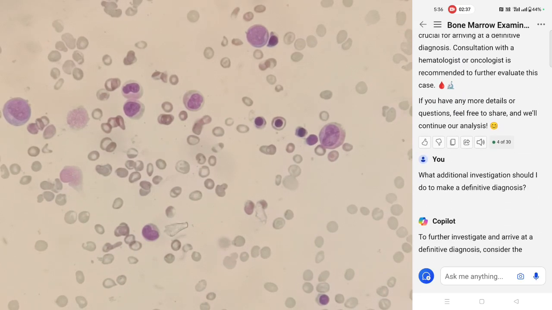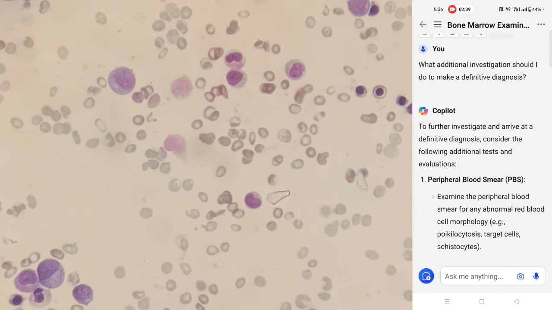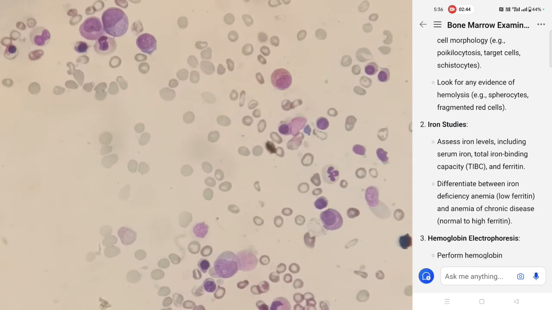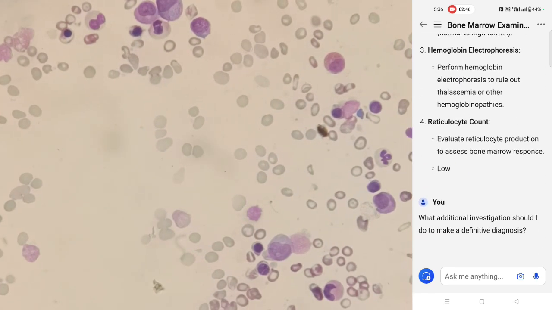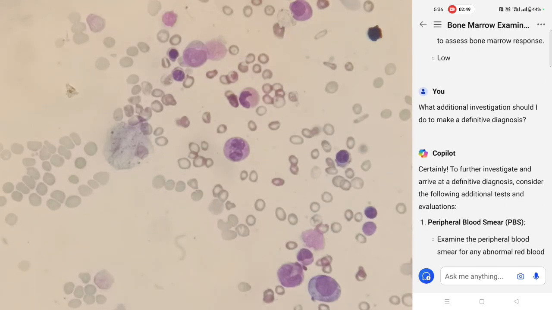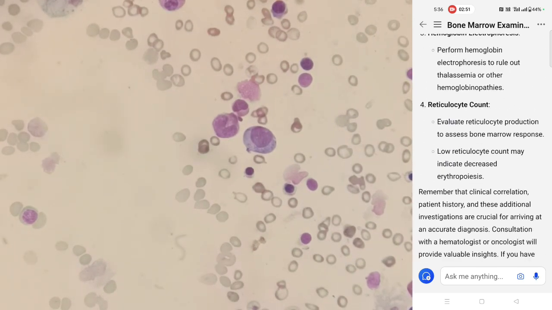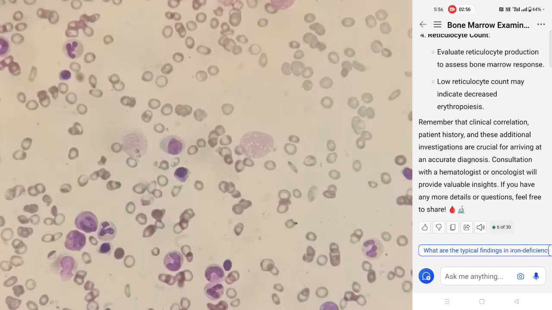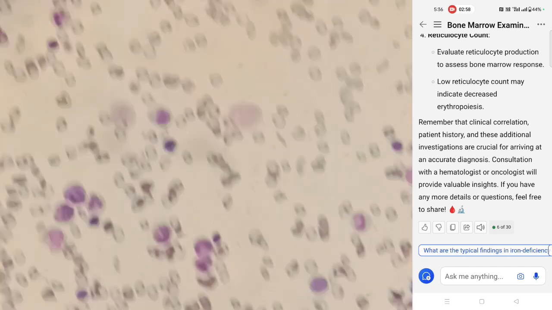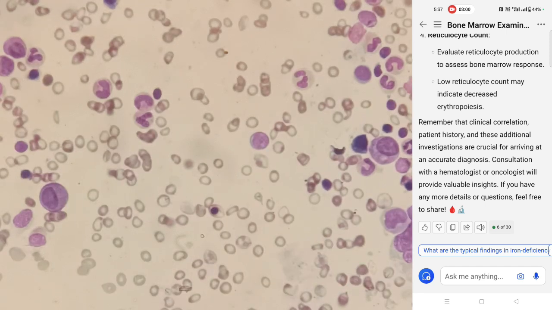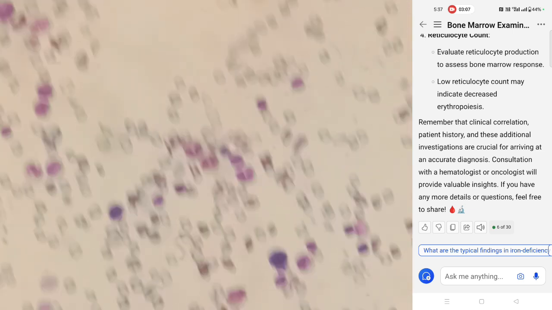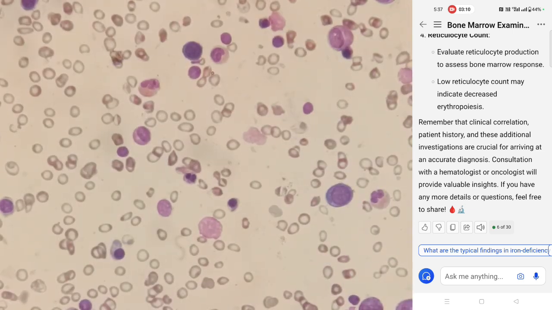But it did not give me a complete diagnosis. So I asked it what additional investigations I should do to make a definitive diagnosis. It suggested that I examine the peripheral blood smear, do iron studies, Hb electrophoresis, reticulocyte count, etc. So it's a good suggestion given by Microsoft Copilot, and this is how we can use Microsoft Copilot as our assistant when we are examining microscopic slides, whether it is a peripheral smear or even histology or cytology. It will definitely give us some clues which can be of help to us.